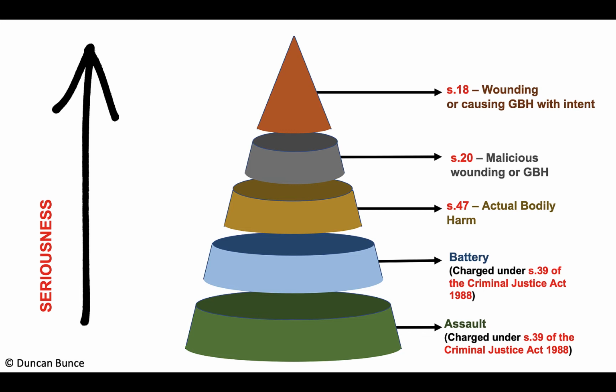So section 18 is a specific intent offence, therefore the most serious, carrying a discretionary life sentence, and section 20, section 47, battery and assault are all examples of basic intent offences, because they can not only be committed intentionally but also recklessly. And we know, don't we, from our previous topic of mens rea, our pyramid of seriousness of culpability, recklessness is just below intention, so that's why these offences are categorised less seriously than 18.